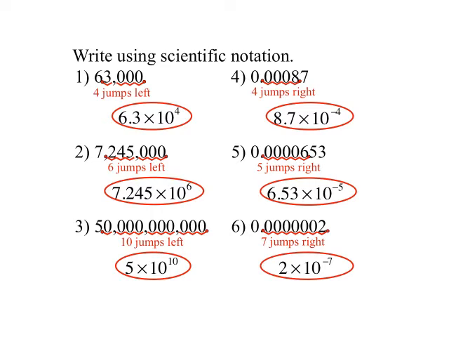Number 1 was 6 and 3/10 times 10 to the 4th. Number 2, 7 and 245 thousandths times 10 to the 6th. Number 3, 5 times 10 to the 10th. Number 4, 8 and 7/10 times 10 to the negative 4th. Number 5, 6 and 53 hundredths times 10 to the negative 5 power. Number 6, 2 and 2 times 10 to the negative 7th power.